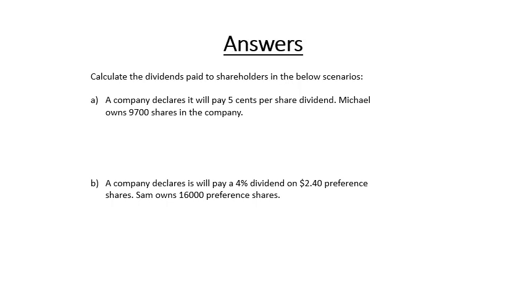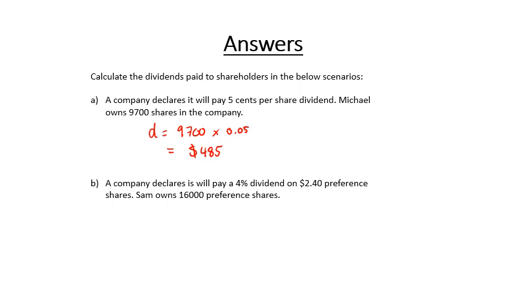Okay, so in question 1, a company declares it will pay a 5 cents per share dividend. Michael owns 9,700 shares in the company. Therefore, his dividend is going to be 9,700 times 0.05, which is going to give him a $485 dividend.